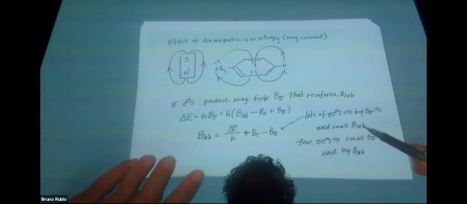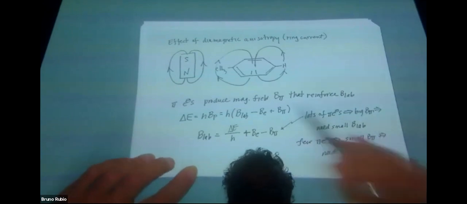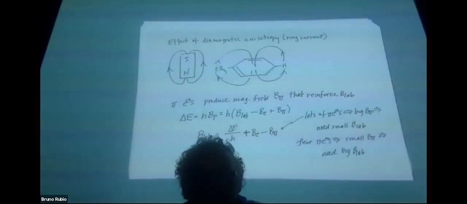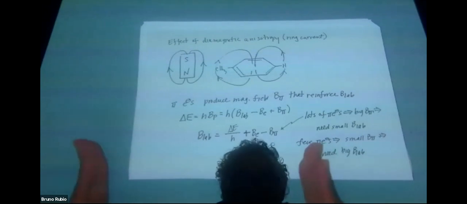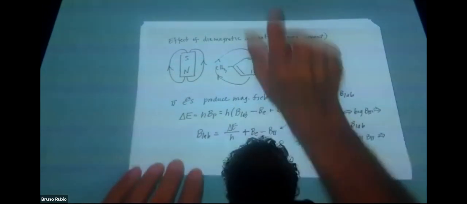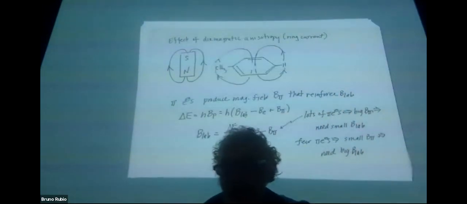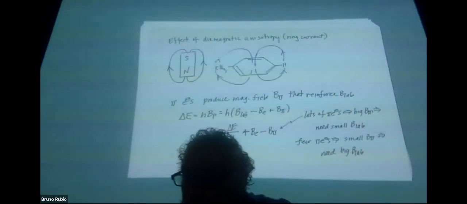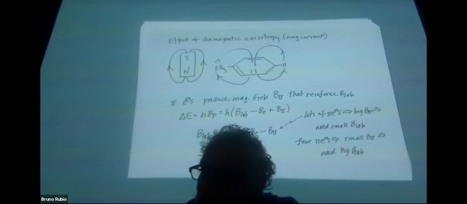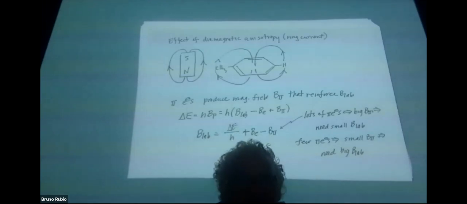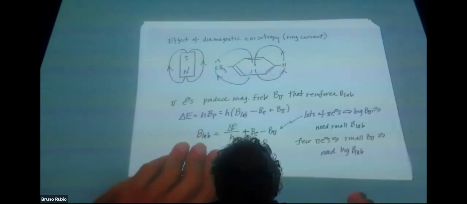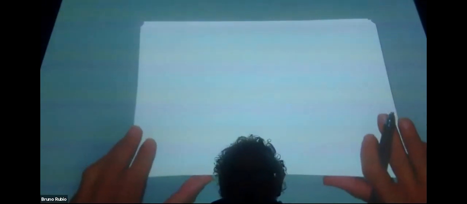Downfield, upfield. And so in benzene, we have all of these pi electrons, and that is reinforcing, helping out the external magnetic field. And so that's why that chemical shift is so far down, even in the absence of any electronegative atom. So we have two effects going on here as far as the chemical shift is concerned. We have the electronegativity effect, and also this effect of diamagnetic anisotropy.